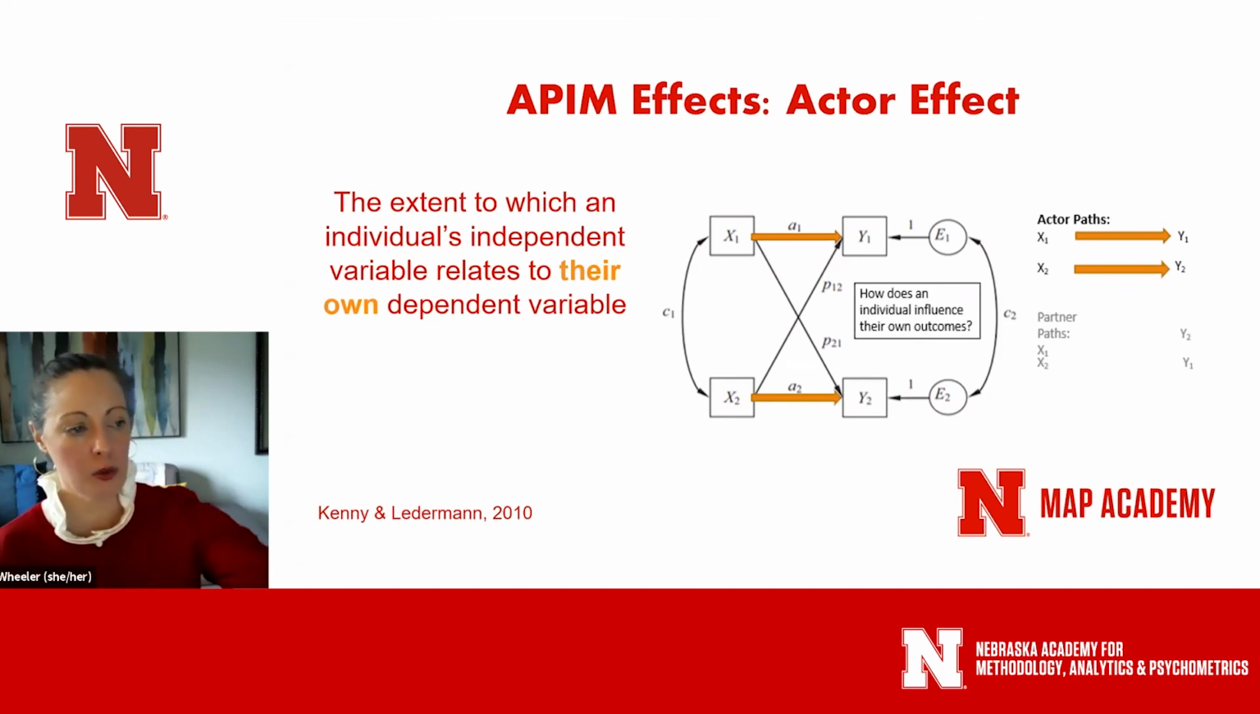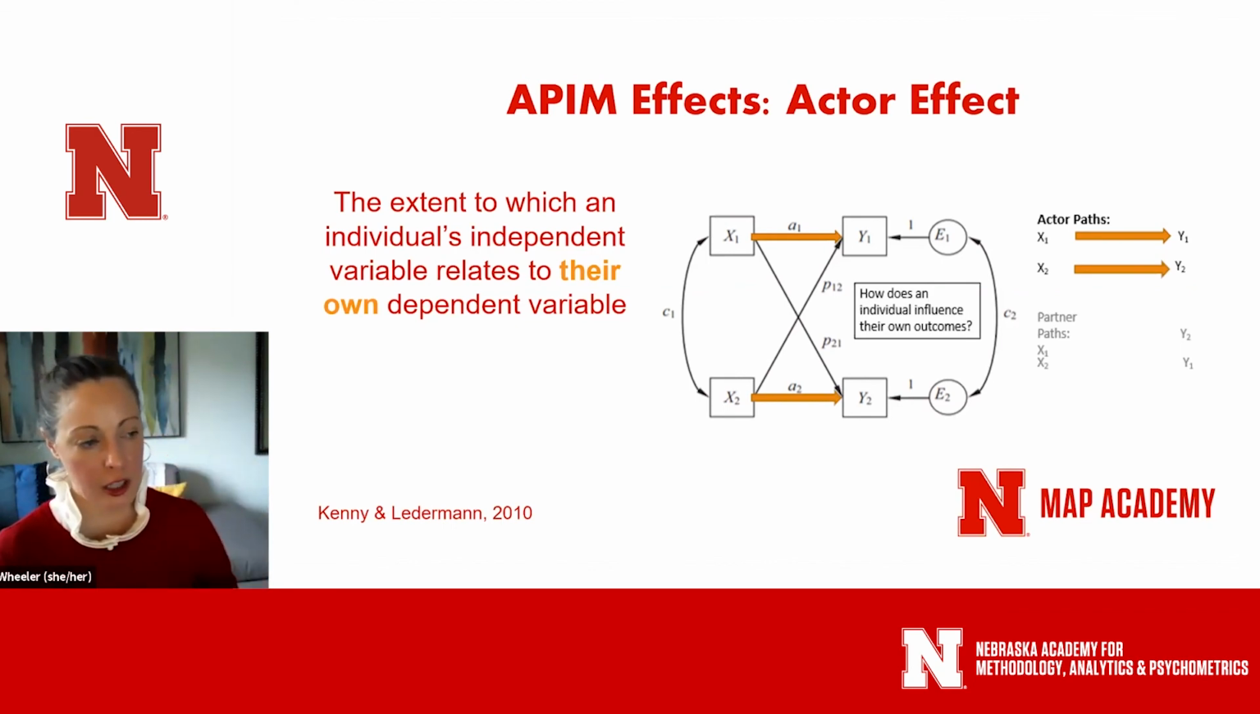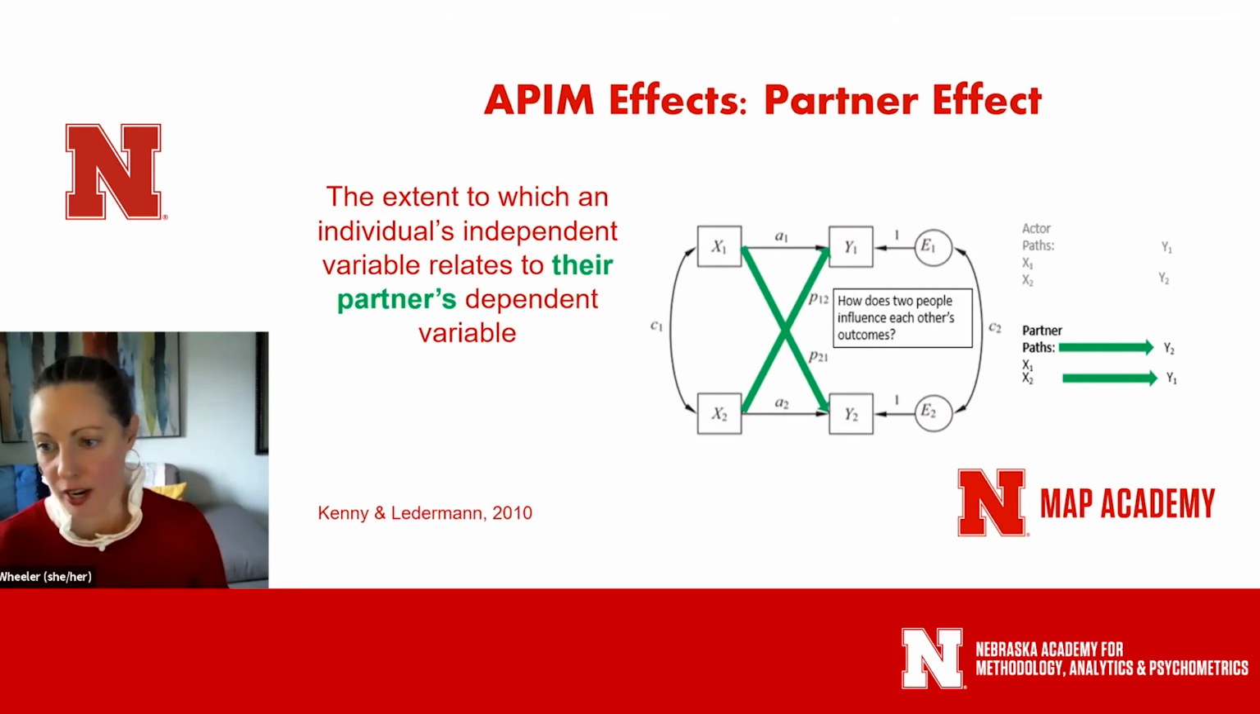We're basically correlating the variables within the model. So for X1 and X2, we're correlating those 2 variables to represent another way of telling the model that these are interdependent, and then E1 and E2, so the error terms were also correlated. So partner effects, right? That's another effect that these models produce. So here in the green paths, you can see that the partner effects are demonstrating the relationship between an individual's independent variable and their partner's dependent variable and vice versa. So it's basically answering the question, how do two people influence each other's outcomes?